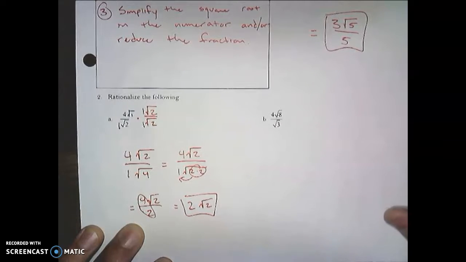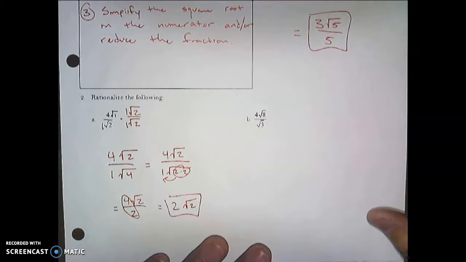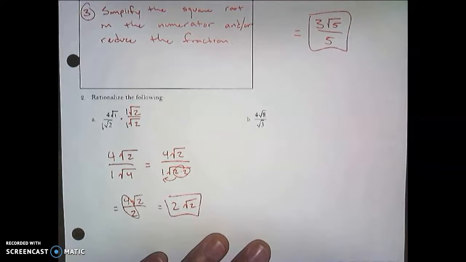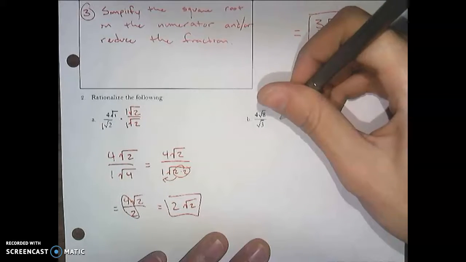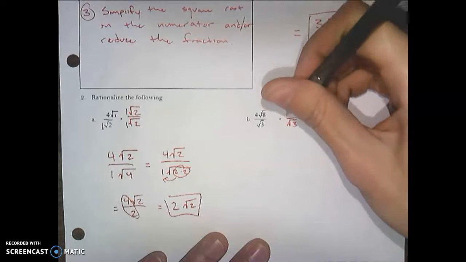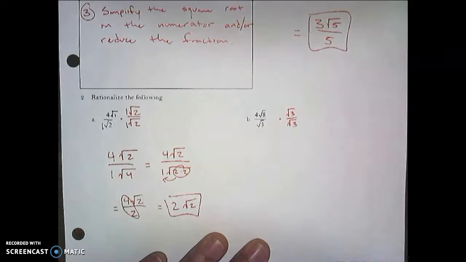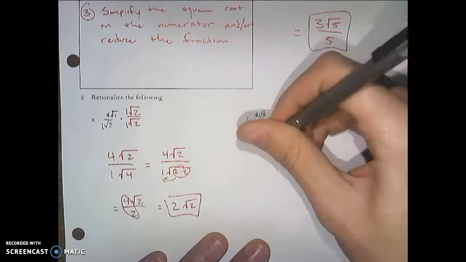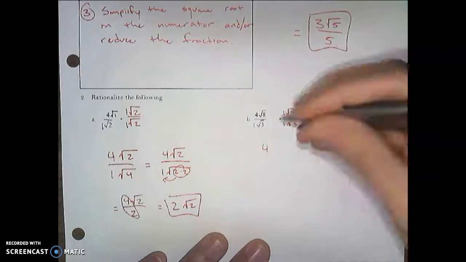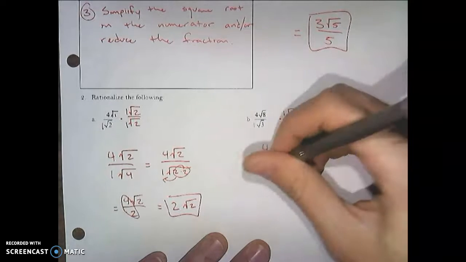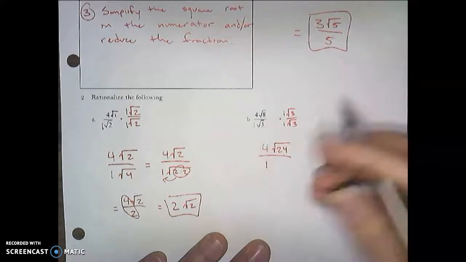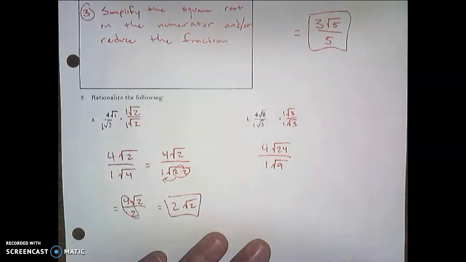Let's try one more example. Here we have 4 root 8 over root 3. So again, we multiply the numerator and denominator by the square root in the denominator. We've got the square root of 3. So we'll multiply by the square root of 3 over the square root of 3. I'll go ahead and draw in those hidden ones. So we have 4 times 1 is 4. 8 times 3 is 24. So we have 4 times the square root of 24. All over 1 times 1 is 1. 3 times 3 is 9. So we have a square root of 9.